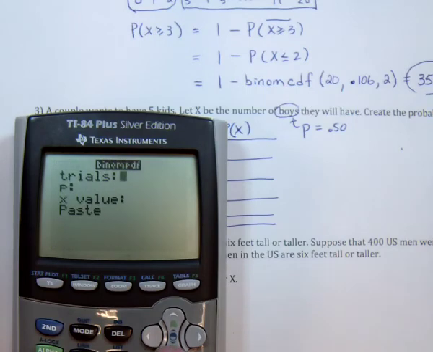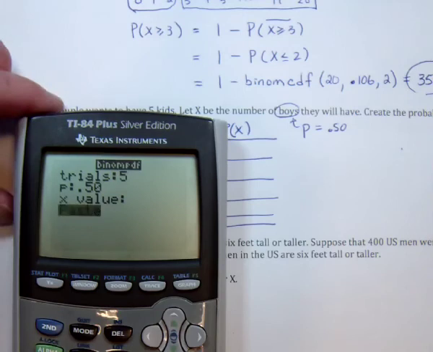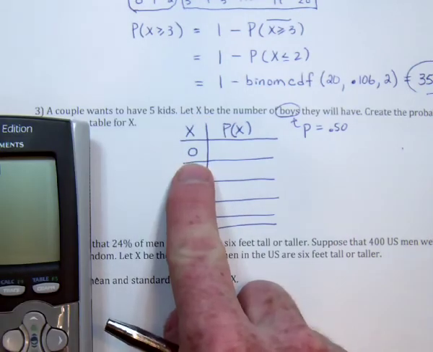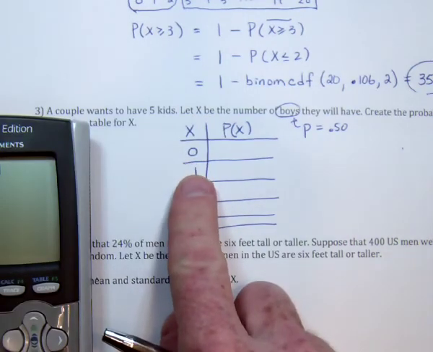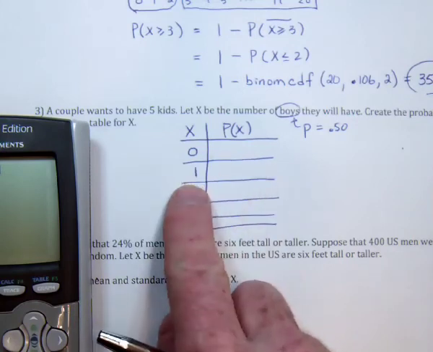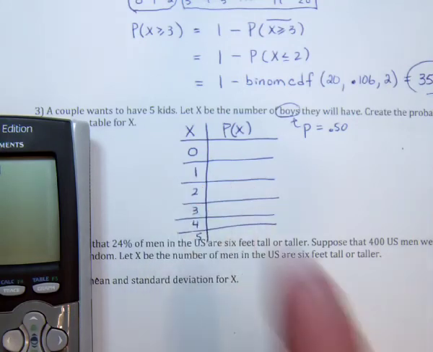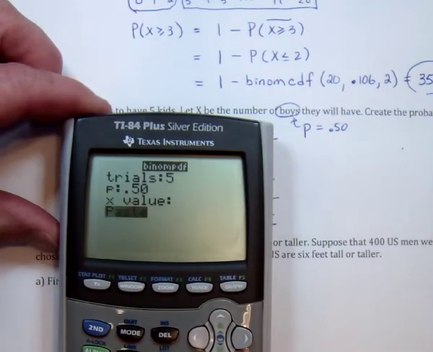So the trials is going to be, they're going to have 5 kids. The chance of a boy is 50%. And then we're supposed to plug in x equals 1 and write that down. Then x equals 0, then write down that answer. Plug in x equals 1, then write down that answer, etc. and do that for all of those.